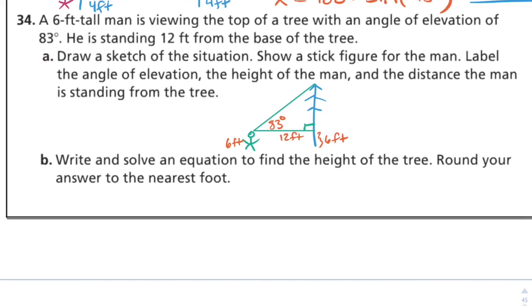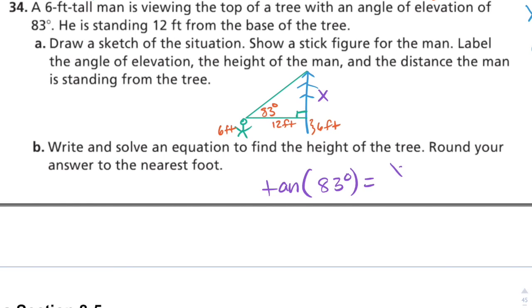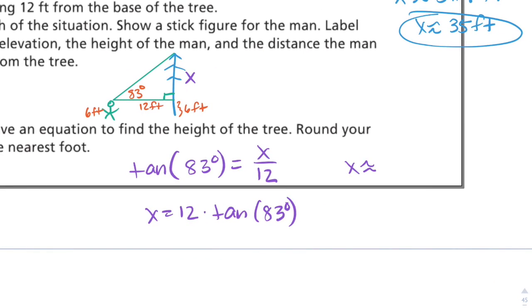Write and solve an equation to find the height of the tree. So we're going to put an x here. I don't know what the height of the tree is. We're going to say that the tangent of 83 degrees is equivalent to opposite over adjacent. So x equals 12 times tangent of 83 degrees. So x approximately equals 97.73 feet, which seems reasonable for a tree.